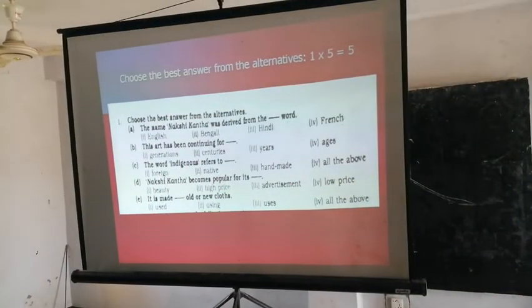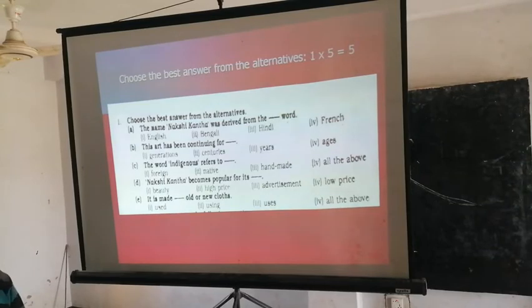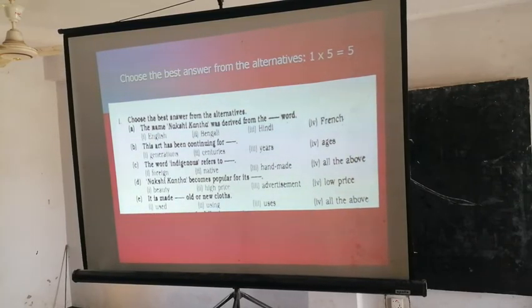Now let's move to the next one. There are some multiple choice questions. Choose the best answer. There are 5 multiple choice questions, each containing 1 mark. Read the passage again and try to solve them. Let us see the first answer. The name Nokshikatha was derived from the word dash word. Derive means to take or come. So it has come from the Bangla word.